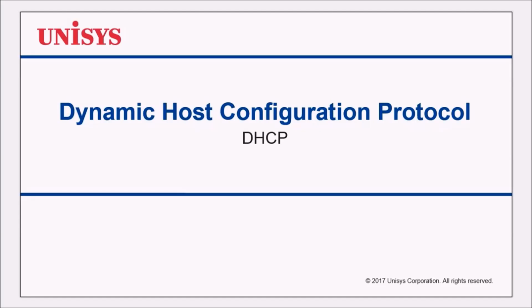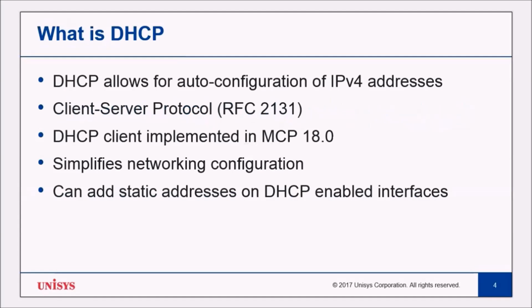Let's start off with Dynamic Host Configuration Protocol. It basically allows network interfaces to automatically obtain IPv4 addresses and other networking configuration from a server that's on the network. From a user standpoint, this is somewhat analogous to how auto-configuration works for IPv6 addresses. Unlike autoconfig, however, it requires a configured DHCP server to be on a network. One thing to note here is that, unlike some other operating systems, the MCP allows static addresses to be defined even on interfaces that have DHCP enabled.